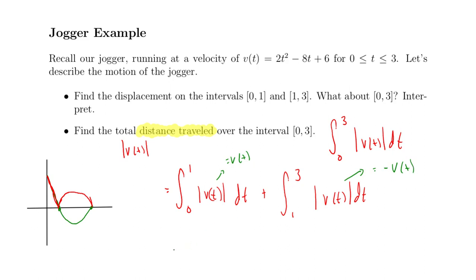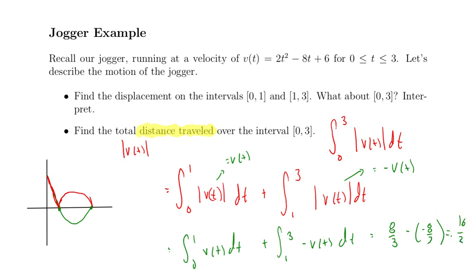And so we know what these integrals are, right? This is the integral from 0 to 1 of our velocity function. That was 8/3, plus the integral from 1 to 3 of our negative velocity function. Or if you want, you could say minus the integral from 1 to 3 here. And that's negative 8/3. So we're going to subtract a negative 8/3. And so we've got 8/3 minus negative 8/3, 16/3. So our total distance is 16/3, even though the displacement is 0.